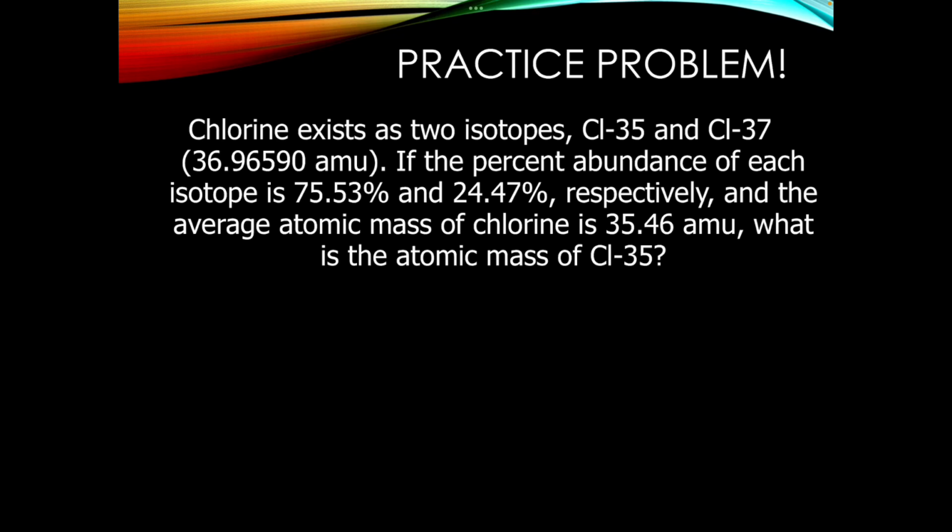So this one is a little bit different. We're going to solve for one of the masses of our isotope. So chlorine exists as two different isotopes, chlorine 35 and chlorine 37. And it gave us the mass there of chlorine 37. If the percent abundance of each isotope is 75.53 and 24.47% respectively, and the average atomic mass of chlorine is 35.46 AMUs, what is the mass of chlorine 35?